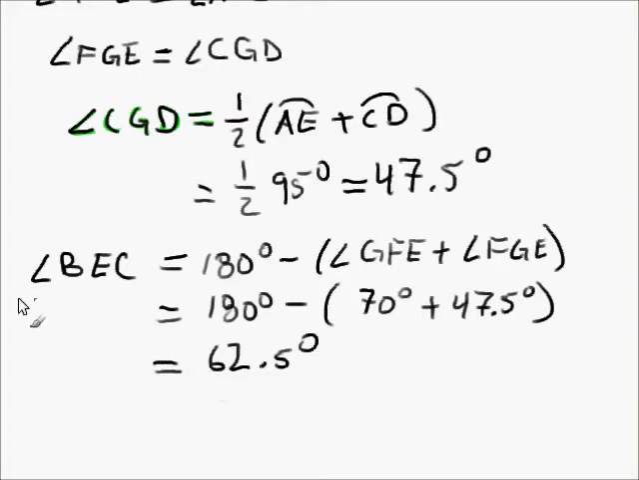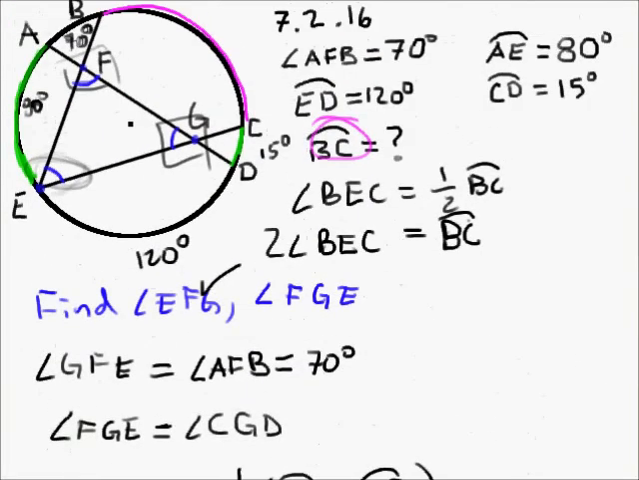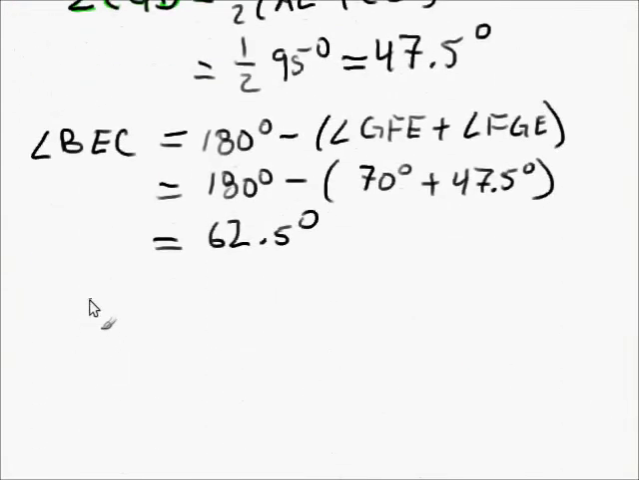And now, remember, we were looking for the arc, not the angle, arc BC, which is twice angle BEC. So arc BC is 125 degrees. Yeah, lots of these problems are like that, including the next one.